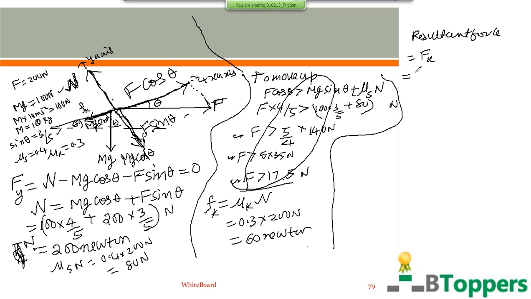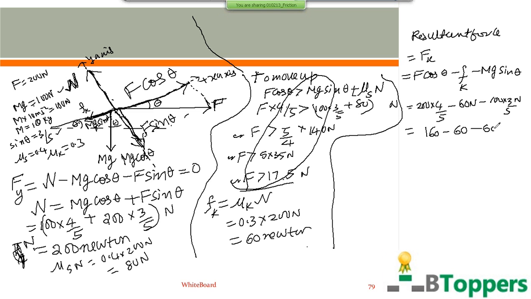The component of pushing force with magnitude F cos theta acts along the positive direction of the x axis. Fk represents the magnitude of kinetic friction, which acts in the negative direction of the x axis. The component mg sin theta also acts opposite to the direction of motion, in the negative direction of the x axis. So here F is given to be 200 newtons, cos theta is 4 by 5, Fk equals 60 newtons, mg is 100 newtons, sin theta is 3 by 5. So the magnitude of the resultant force on the block, you get as 40 newtons.